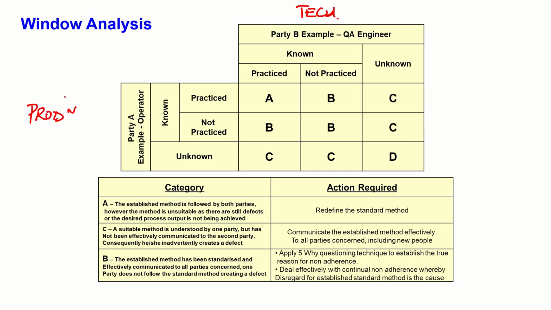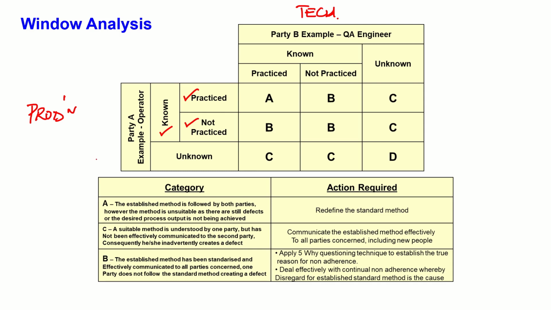Do they know the standard operating procedure? Is it practiced or not practiced? Is it completely unknown? So just working backwards a second, if the standard operating procedure is clearly unknown to the technical department, it is clearly unknown to the production department, well, clearly the answer there is you need to write a standard operating procedure. We just don't have a standard operating procedure. So that window is very straightforward. But let's look at the other categories.